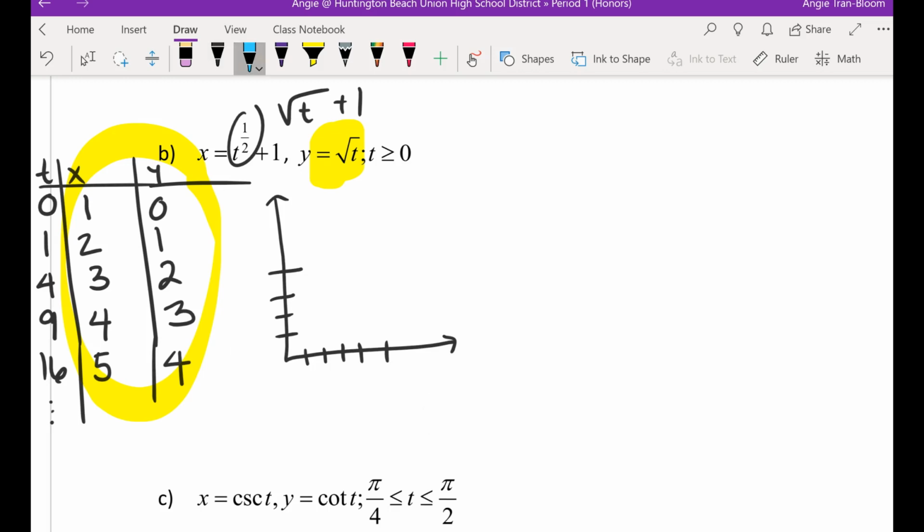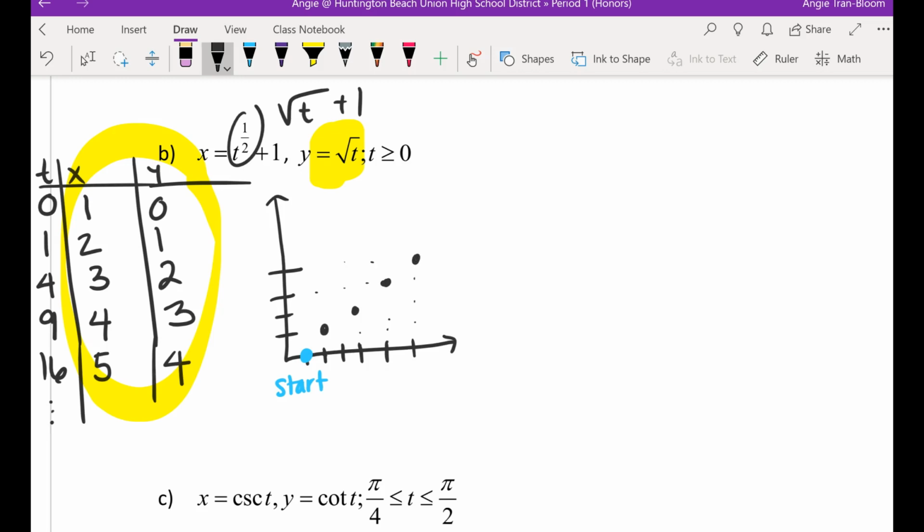1, comma 0. This is my starting point. I'm going to use a different color. 1, comma 0 is right there. That's where I start. And then looks like it's getting bigger. So 2, comma 1. And then 3, comma 2. 1, 2, 3. Right there. 4, comma 3. 1, 2, 3, 4. Right there. 5, comma 4.